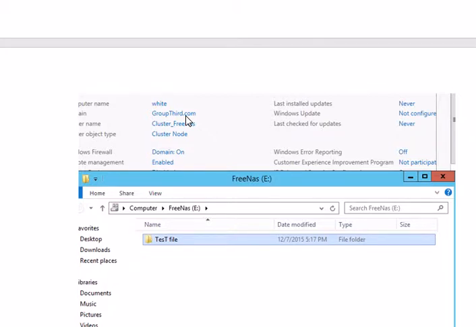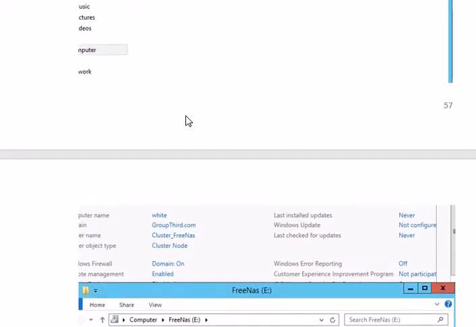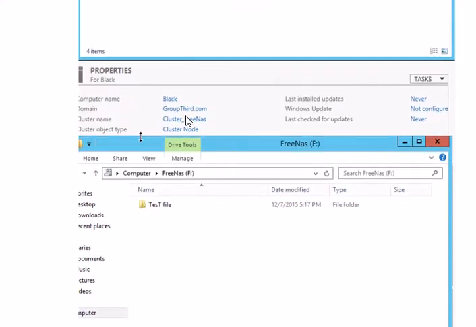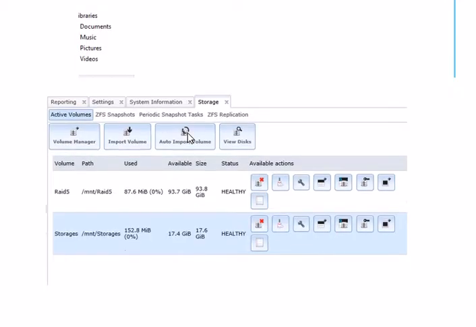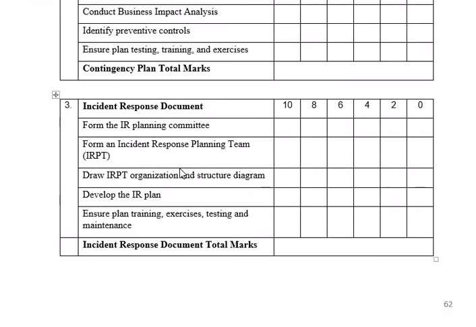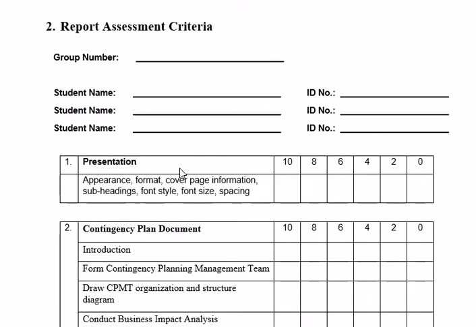We also did the FreeNAS. Here's the test file, as you can see. And this is our criteria of the report.